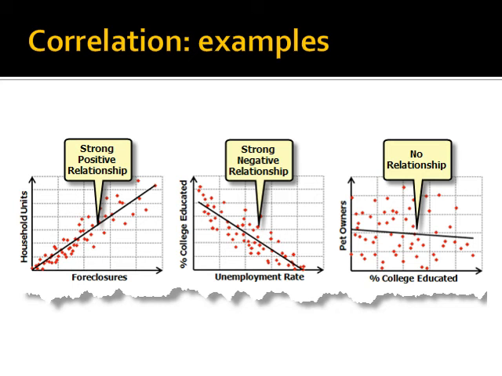Here are some further fun examples of correlation. A strong positive relationship might be found when you have more household units in terms of foreclosures. So the more household units you have, the greater the foreclosure rate is going to be.